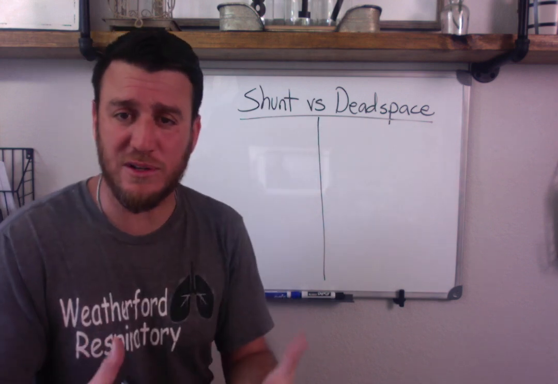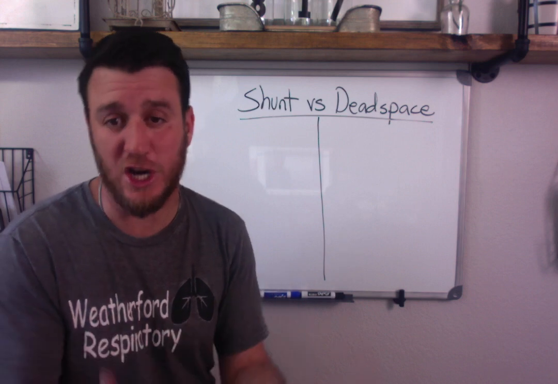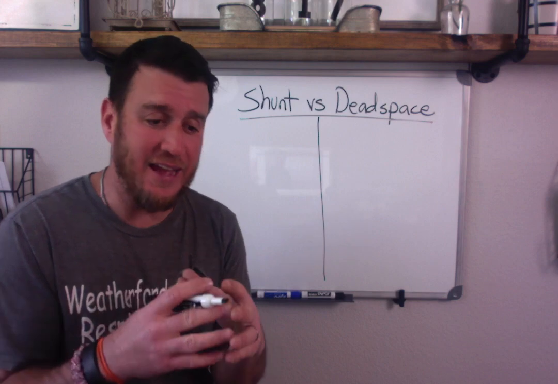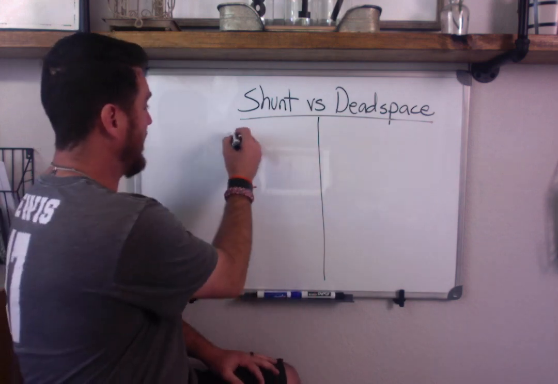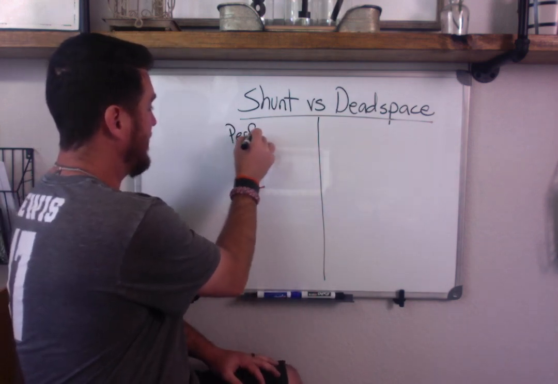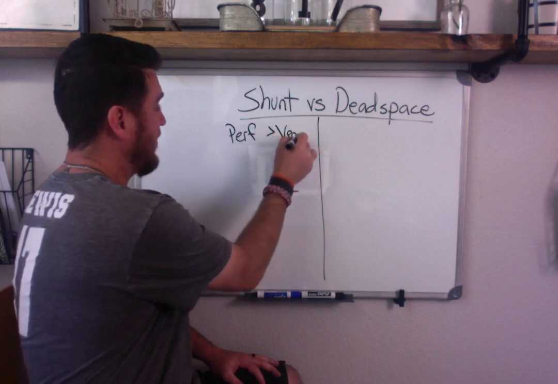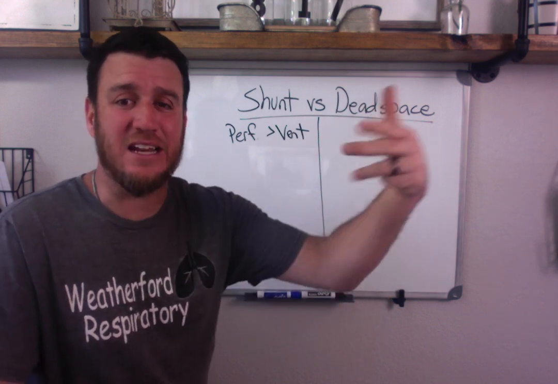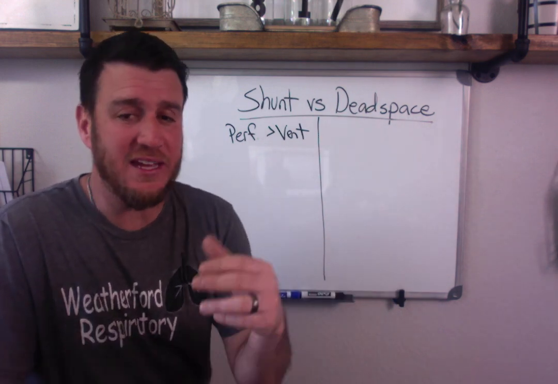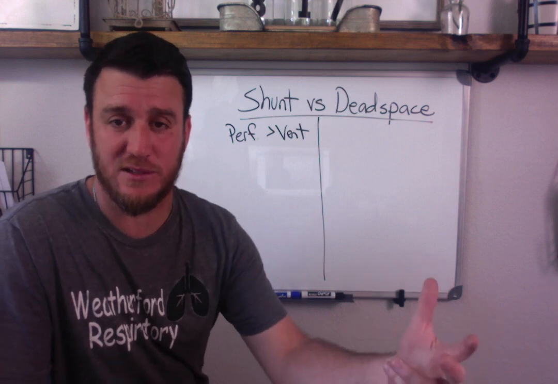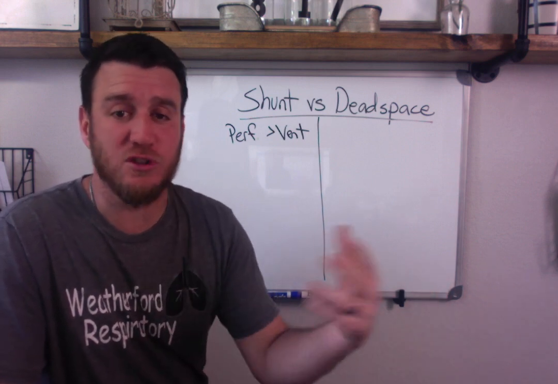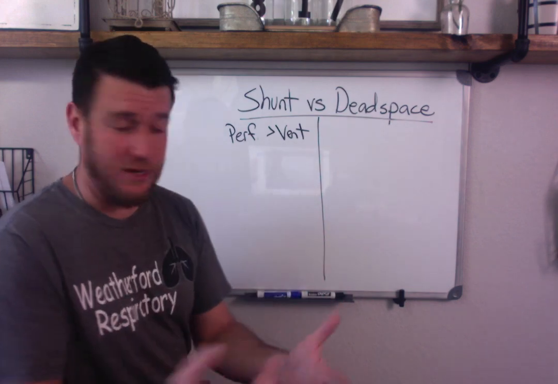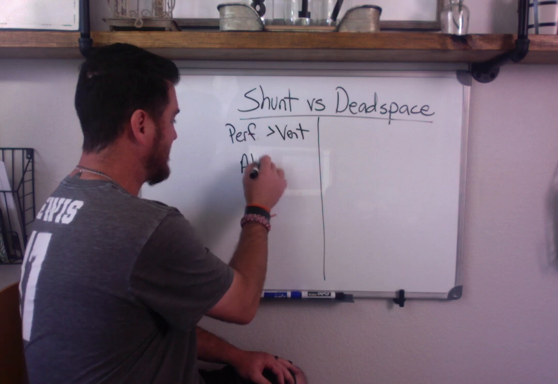Now, most students I ask, what is a shunt? Most of the time they can answer that question. And what that answer is, well, a shunt is when perfusion is greater than ventilation. And that's correct. And then I take it a step further and say, okay, give me an example of a disease process, or give me an anatomical alteration that would cause a shunt. And the answer I get, if I get one, is atelectasis.